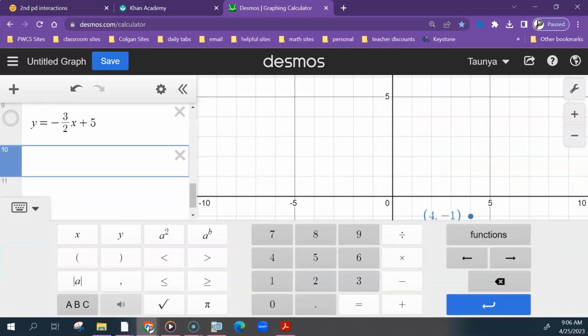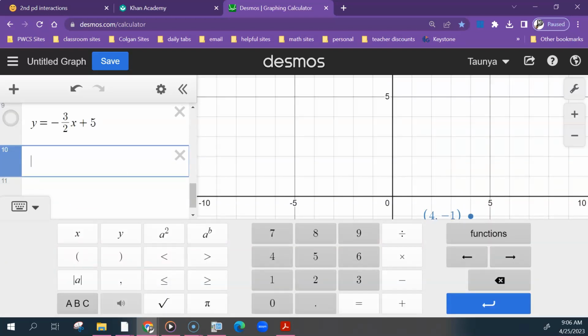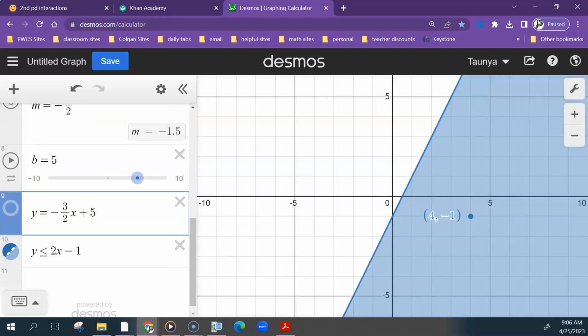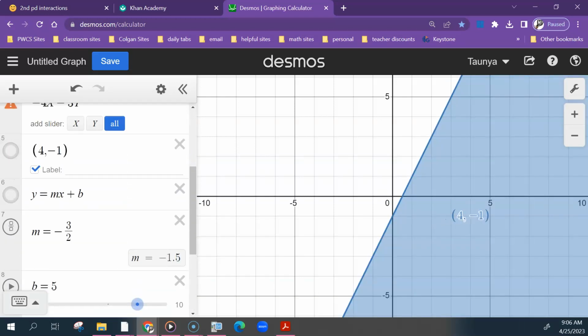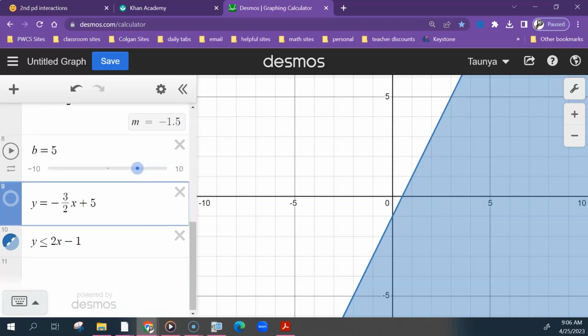The last one you have to graph, and I'm going to put it in Desmos so you can see what it looks like. So it should be a solid line. Use your y-intercept, use your slope, and it should be shaded below it. So if yours does not look like that, make sure it does. Solid line, not dashed.